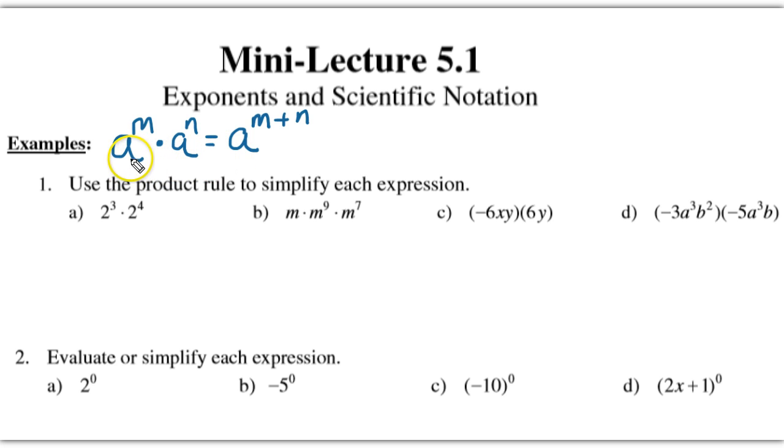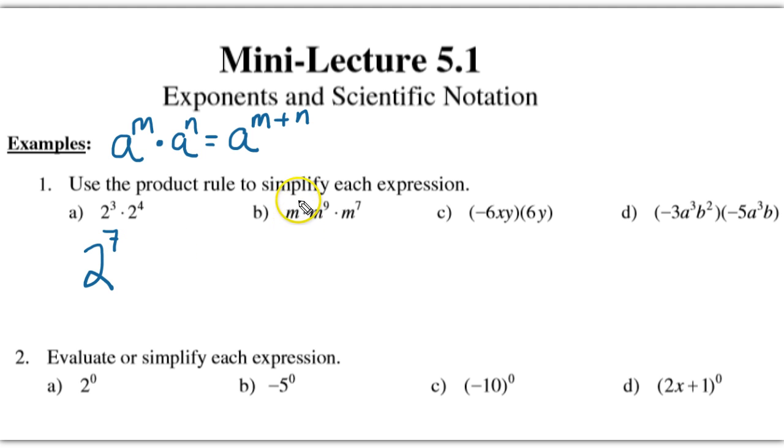This is the product rule, where if the bases are the same and we are multiplying bases with exponents, we just add the exponents. So we'll give you a few moments and we'll pause from time to time and ask what you're getting, and then we'll go over them. So here our base is 2 and it's the same, and 3 plus 4 will be 7.